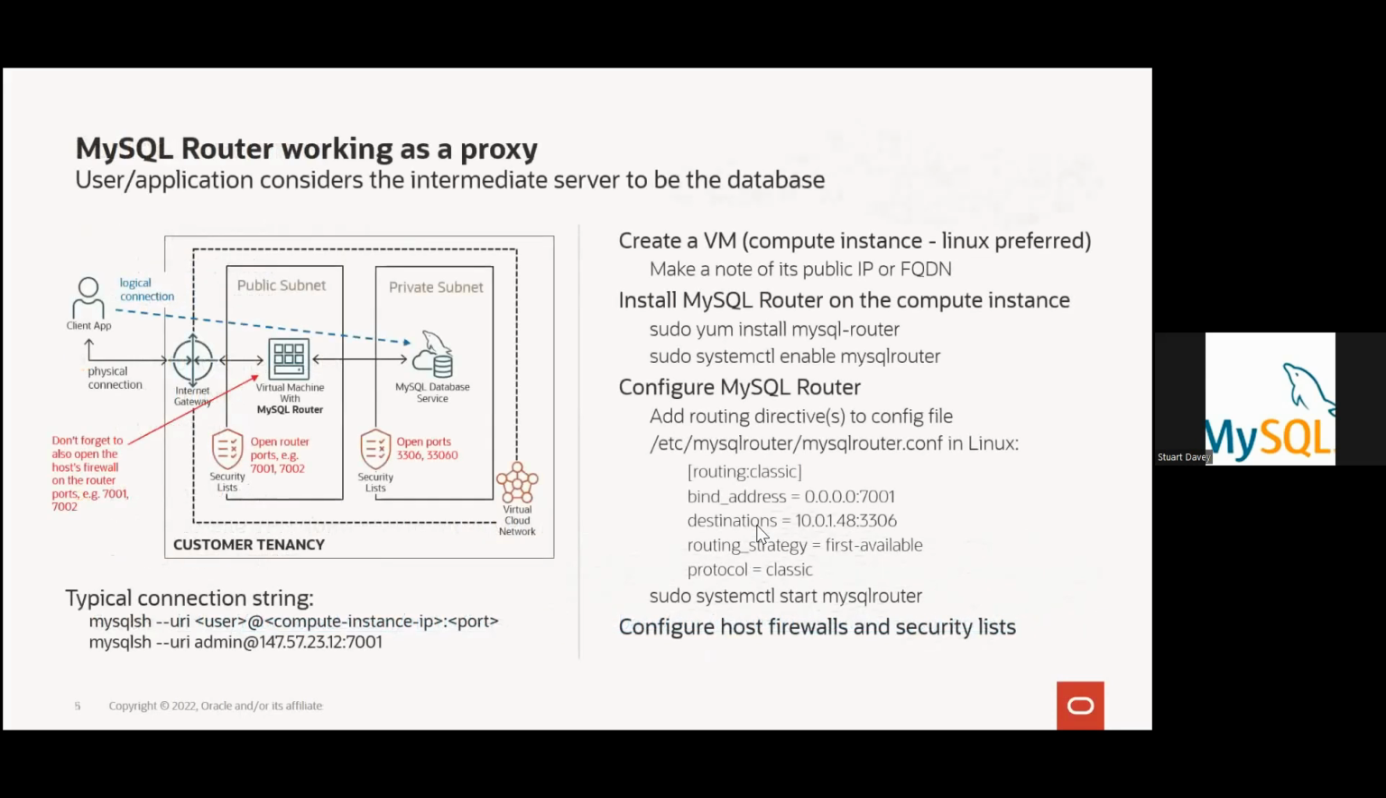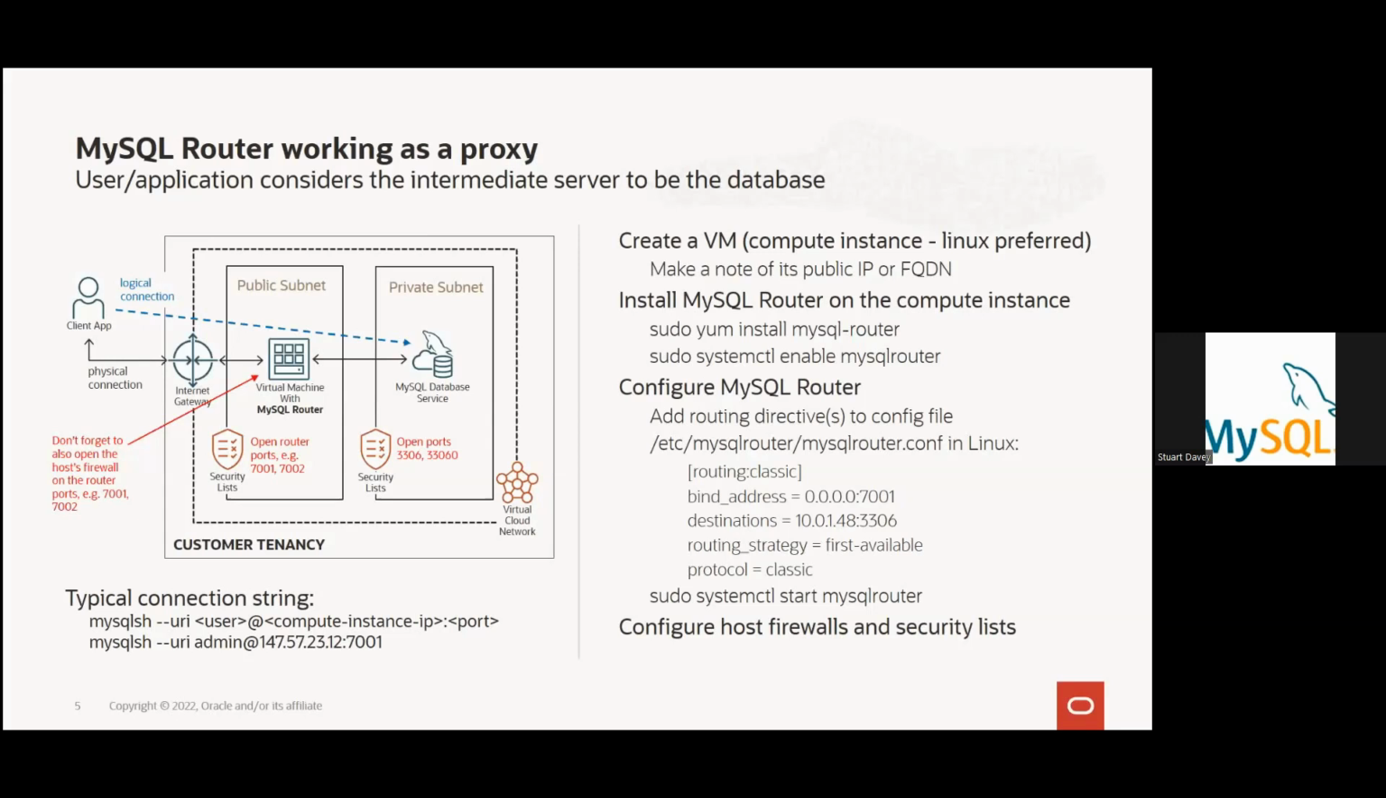So let's start off with using MySQL router working as a proxy. People might know MySQL router from InnoDB cluster, but we can actually also use it here in the Oracle Cloud to work as a proxy for us. If we look at the illustration, the user or application connects to a MySQL router in the public subnet, and then the router transparently routes the connection to the database. As a consequence, we don't expose the database to the internet.